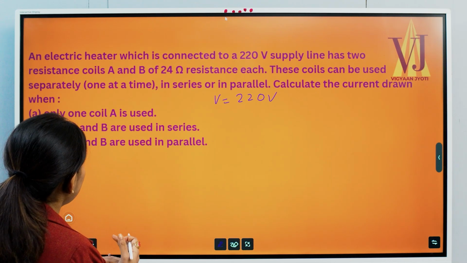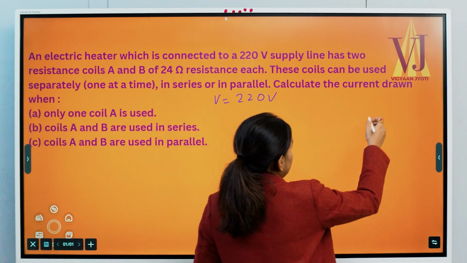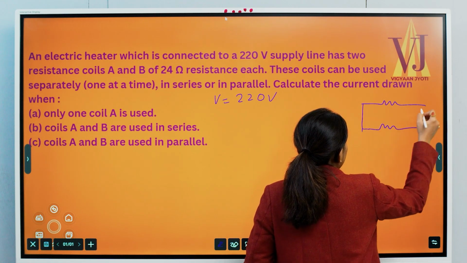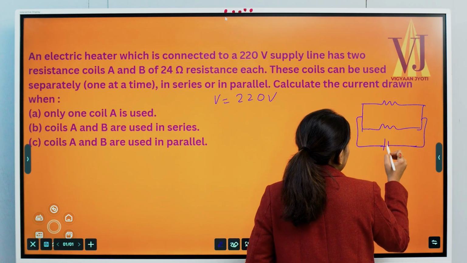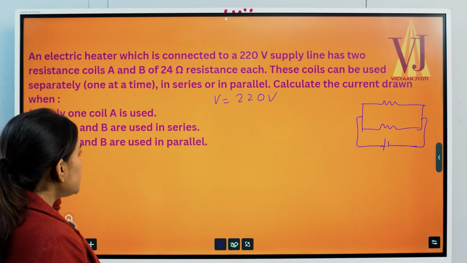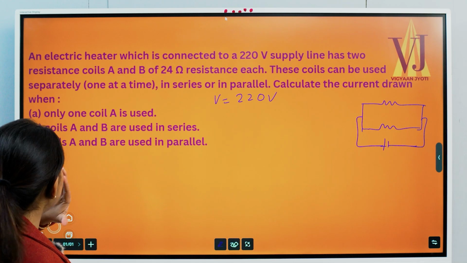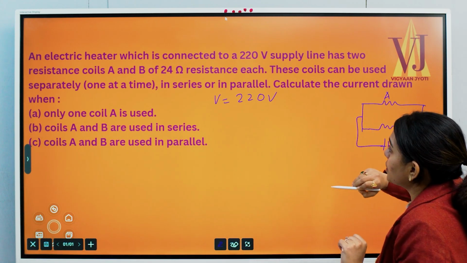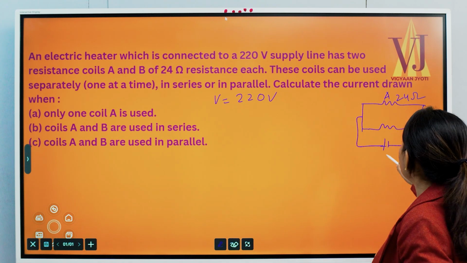So these coils can be used separately. Now we know if we have 2 resistors in parallel combination, the circuit won't be harmed, right? Because after all, the circuit is complete. The current can flow from here and can complete the circuit. Fine. So in the first case only one coil has been used. That means only one resistance has been used. So what is it? 24 ohm. Clear? What's my total voltage?